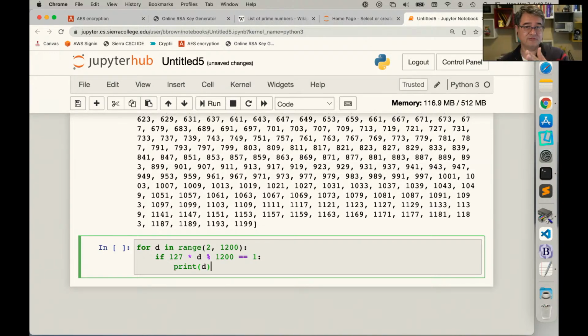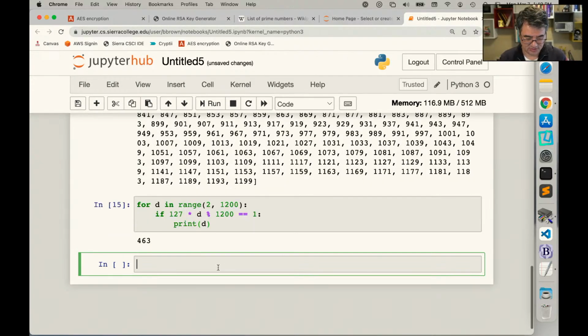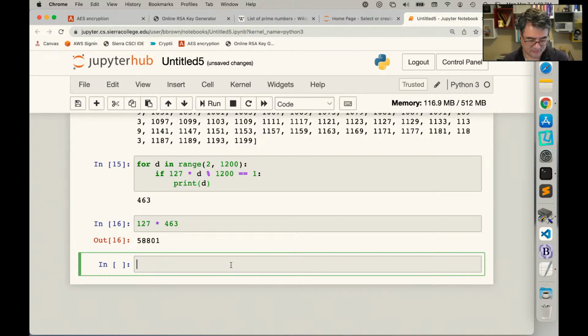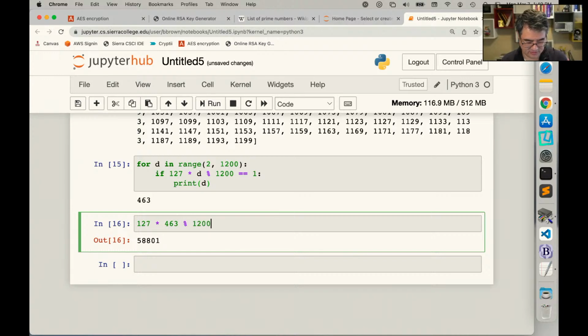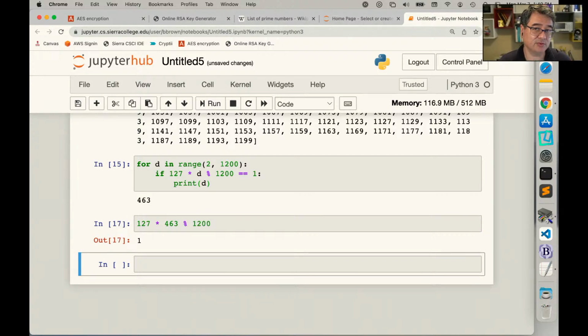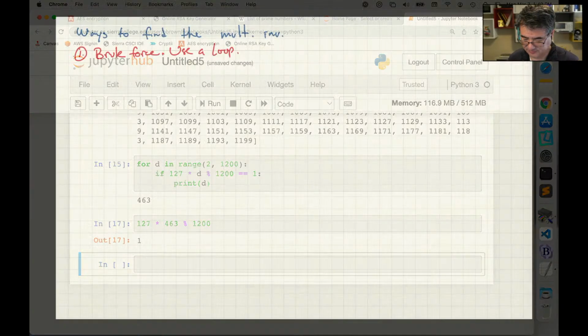So we're going to run a loop from 2 to 1200. Check to see if when we multiply them together, mod 1200, we get 1. And then when we find 1, we'll just print it out. So the first one it finds, that'll be it. And it found 463. So just as a double check, if we do 127 times 463, we get 58,801. But if we then do mod 1200, we get 1. So we know that these two numbers are multiplicative inverses of each other.